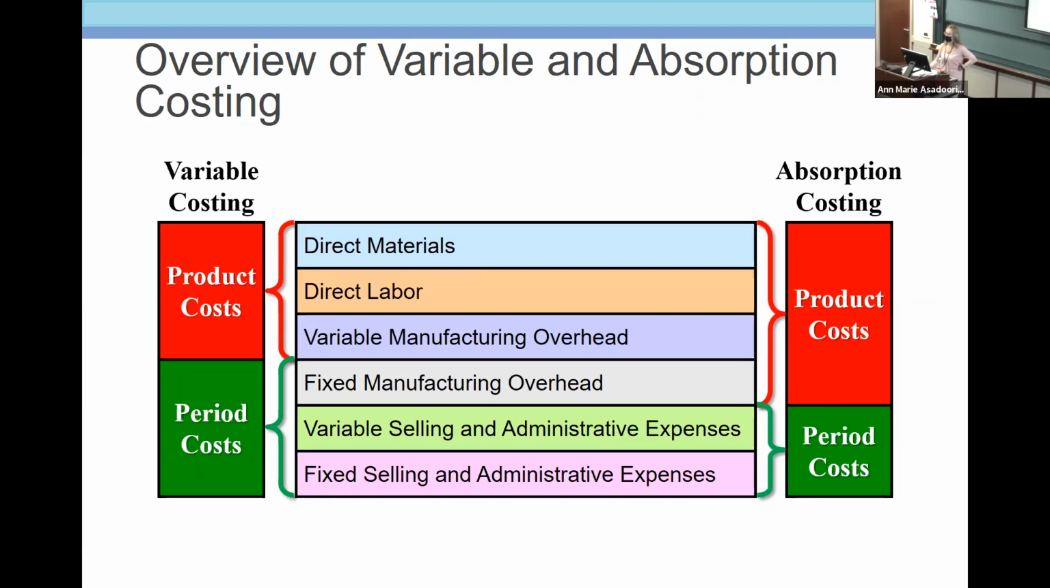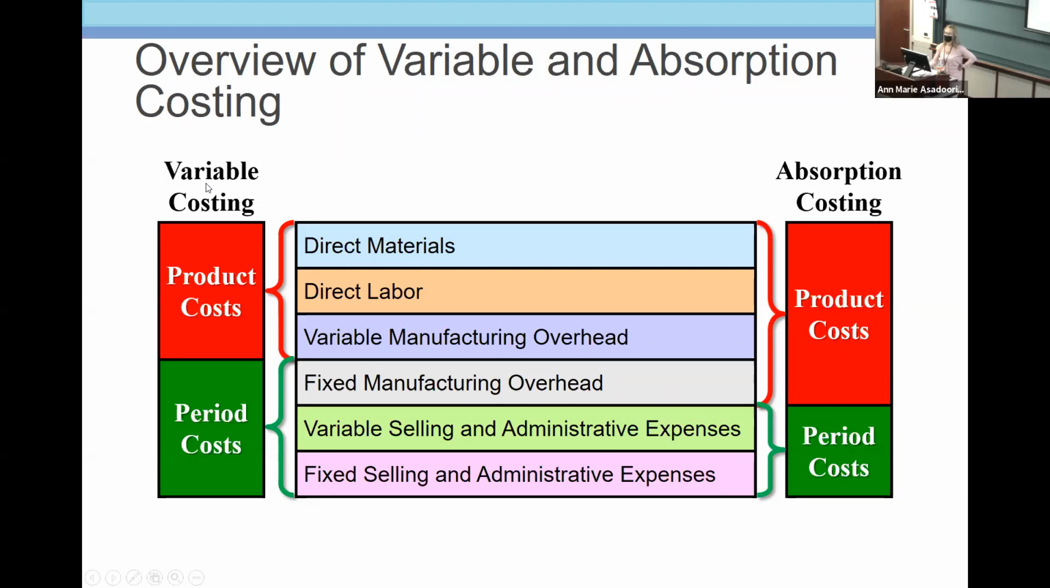All right, so just a reminder here, absorption costing, this is what we know. Product costs or inventory are direct materials, direct labor, and all of your overhead. Every cost in the factory is getting tied to inventory. Outside of the factory, we are calling anything outside of the factory period costs: selling, administrative, operating expenses.